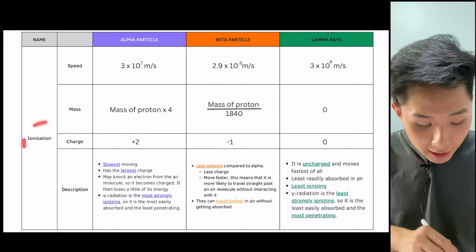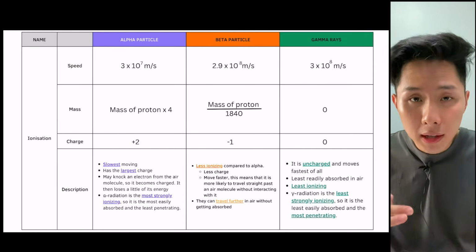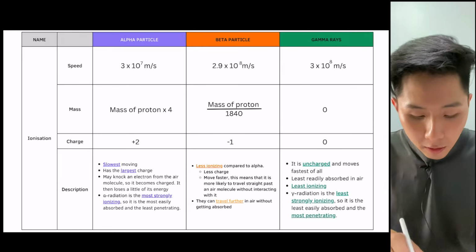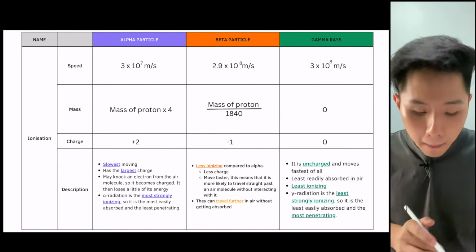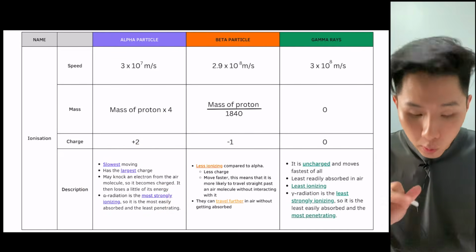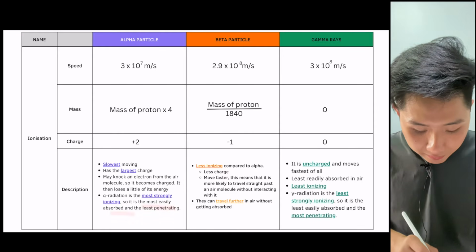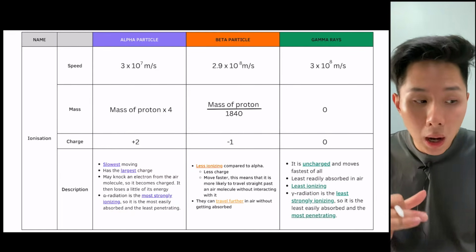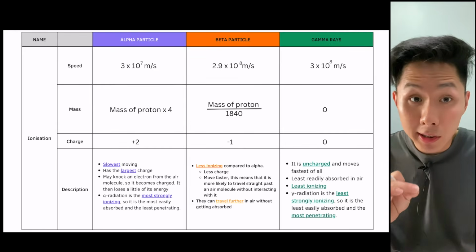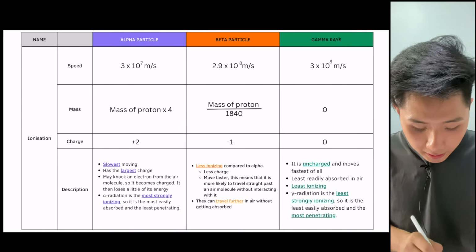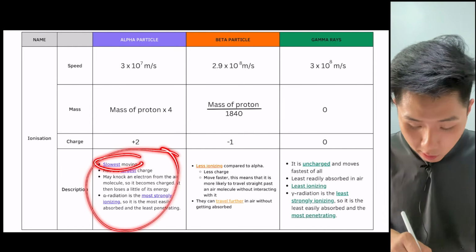So for ionization, we learned from the last slide that alpha particle is the least penetrating. That's because they are the most strongly ionizing. They can be most easily absorbed, and they are able to ionize something easily because of the proton state they have. All right, so that's the description.